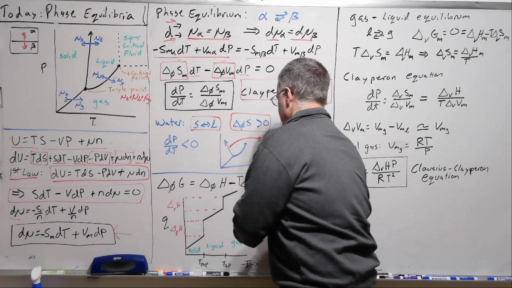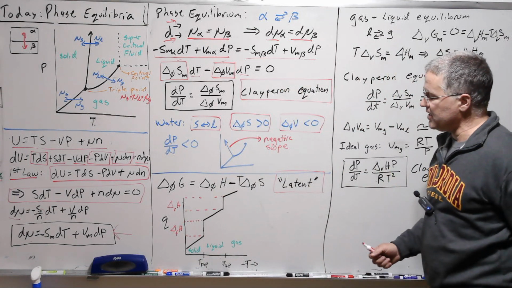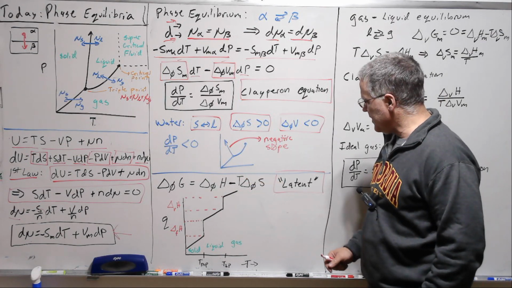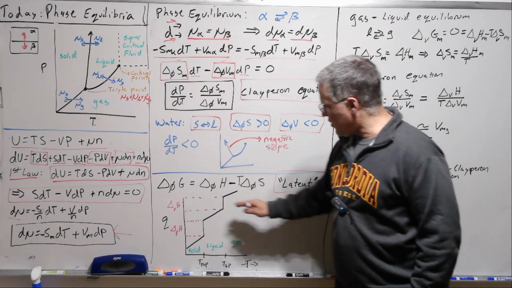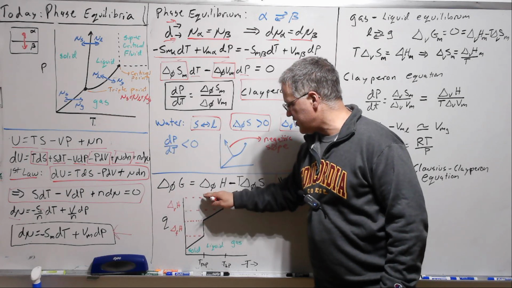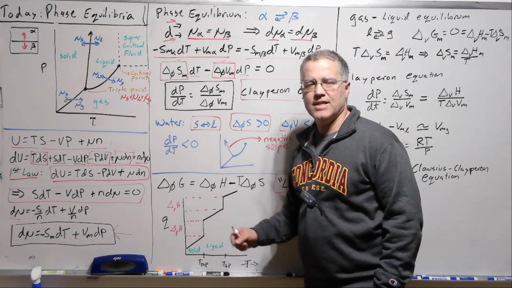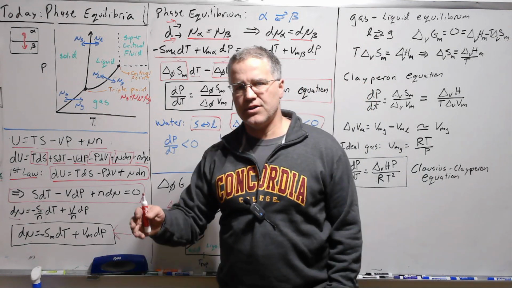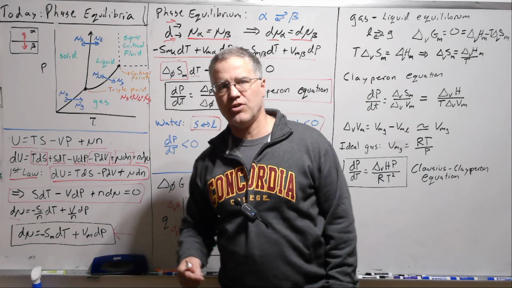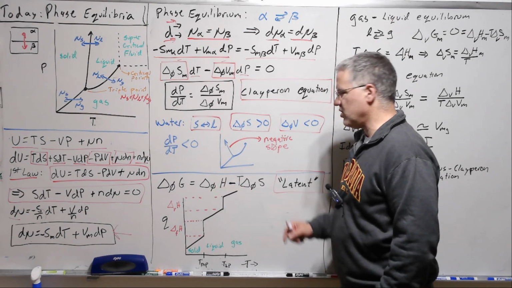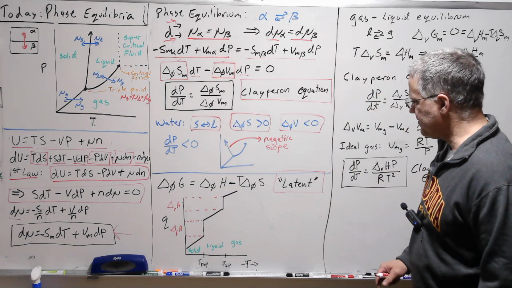There we go. Delta G equals delta H minus T delta S. So that's our equation. This is called latent free energy. This is called latent enthalpy. It's also called latent heat because, as we know, under reversible and constant pressure conditions, enthalpy is heat. And then this is called latent entropy.